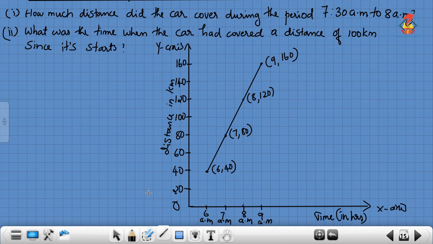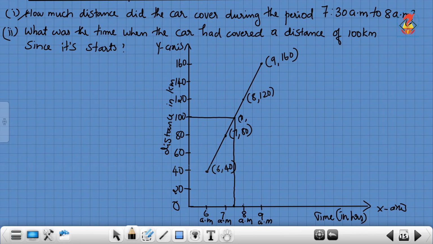Okay. Here, first question: how much distance did the car cover during the period 7:30 a.m. to 8 a.m.? This point represents what? 7:30, the middle value between 7 and 8. The middle line represents 7:30 a.m. to 8 a.m. At 7:30 you just draw a line. How much distance? At 7:30, 100 kilometers. Okay, this is 100 kilometers.